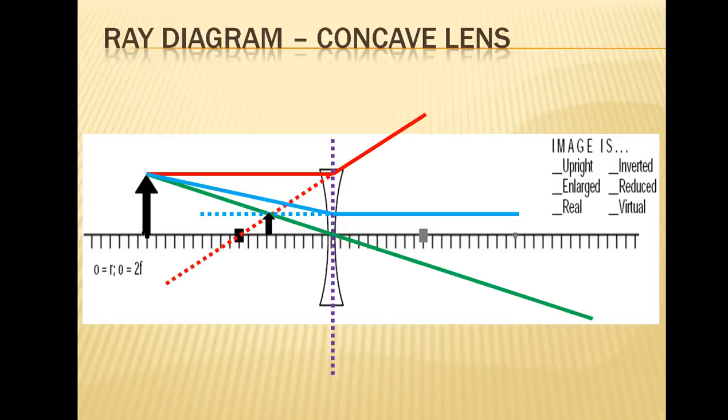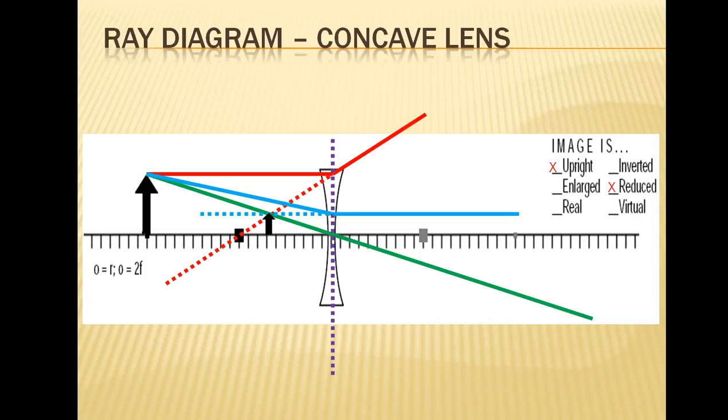So now we have our object and we have our image, and all we have to do is describe it. So is this upright or inverted? It's upright. Again, the tip of the arrow is going to be where all the light rays meet, which is up here. The base is going to stay where it began at, which was the principal axis. So it has to be upright. Is it enlarged or reduced? Looks smaller to me, so it's reduced.